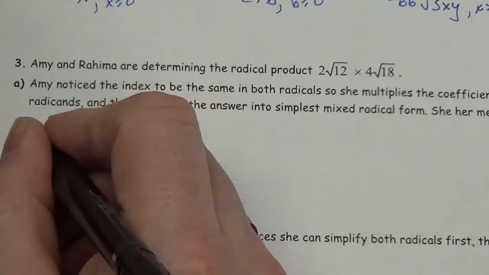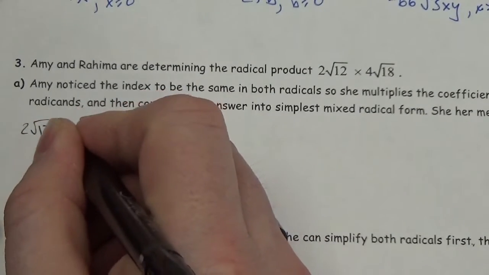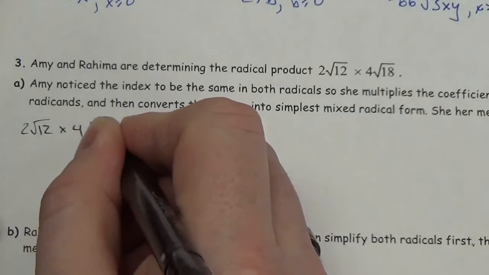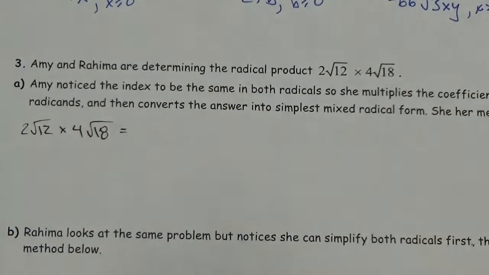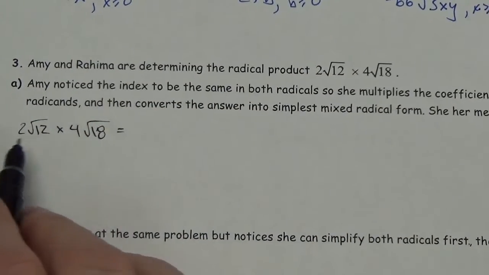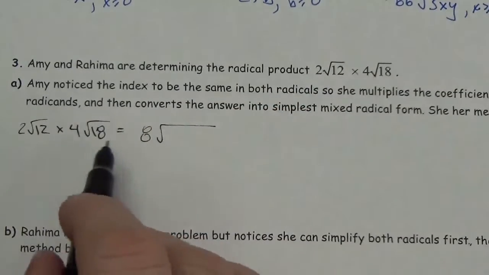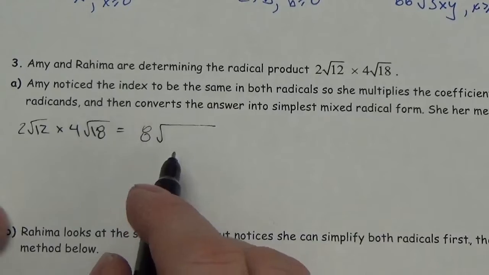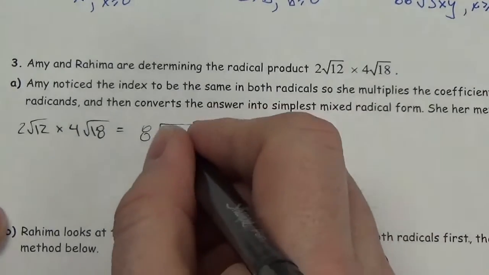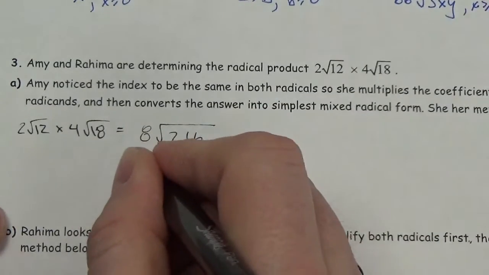So we've got 2 root 12 times 4 root 18. Okay, so what Amy's going to do here is she's going to multiply the coefficients together to get 8, and then multiply the radicands together, and 12 times 18 is going to be 216.